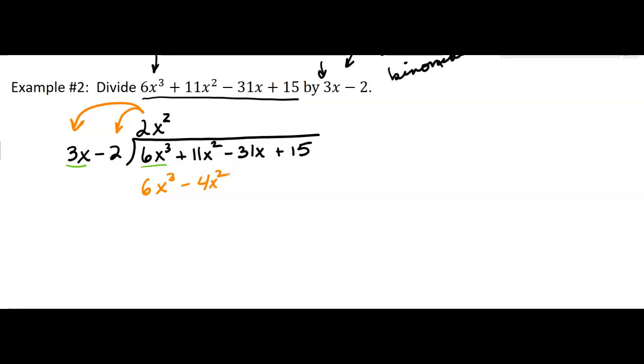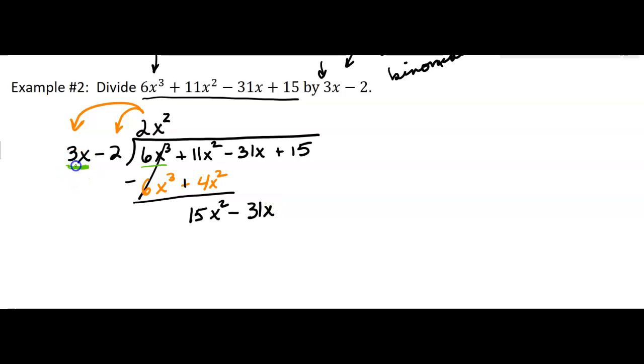So don't rush through these. Take your time and double check. Change the signs. So minus here, plus here. And then we're going to combine. So these cancel out. That's what we want. 15x squared. Oh, good. That looks promising. Bring down the next term, minus 31x.